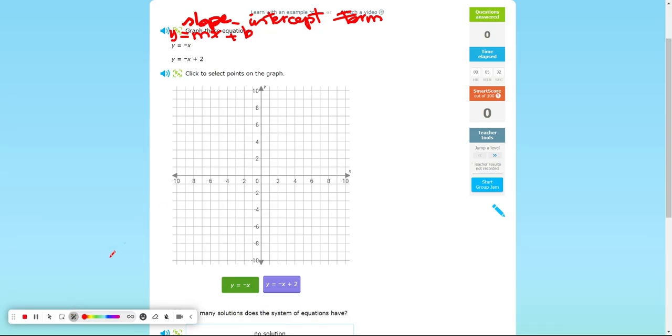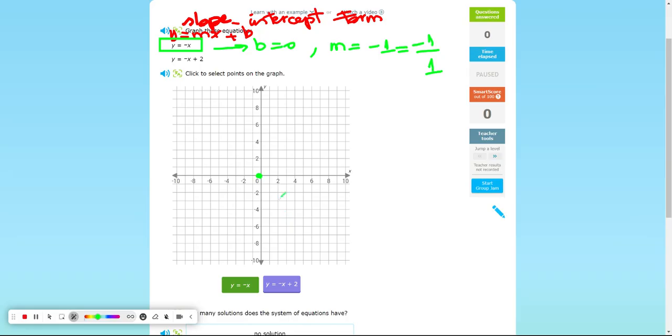Here's your first line. I can choose a different color over here. So you can see in this line, the b equals 0. So go and find the b equals 0. It's right there. And then you can see the m equals negative 1. Negative x means negative 1, which means negative 1 over 1.